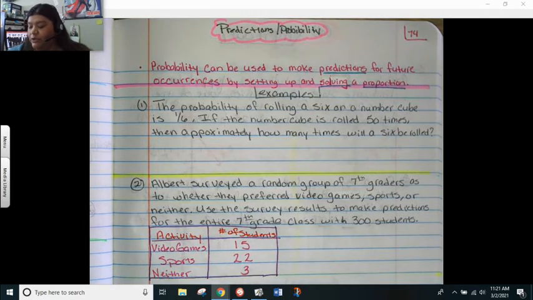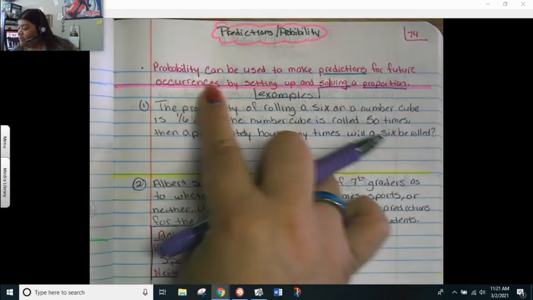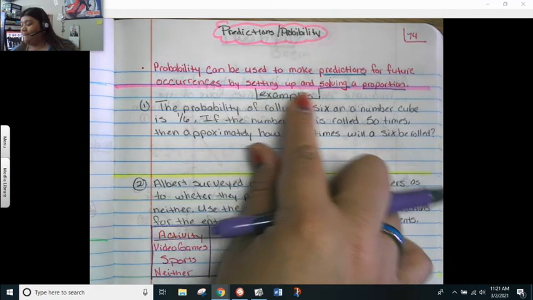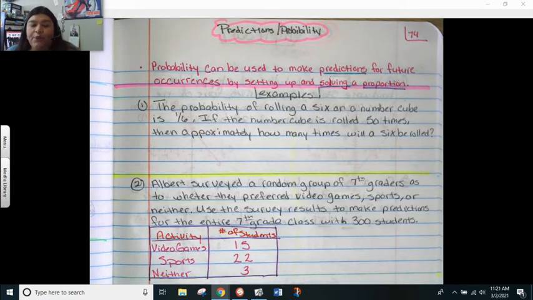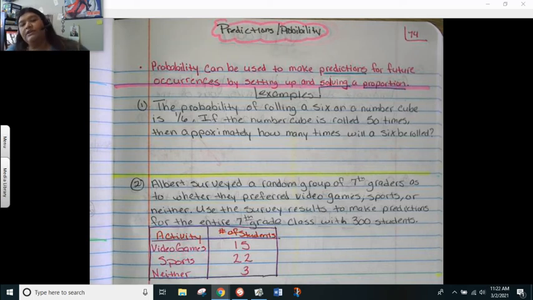All right, so we are going to be doing predictions. You can actually use probability to make some predictions on what could happen in the future. Probability can be used to make predictions for future occurrences by setting up and solving a proportion. So the probability of you flipping a coin is 1 out of 2. You're taking that and setting it up with another ratio. In other words, I'm going to give you a brand new total. So now I want to know, what's the probability of you getting heads if you flip the coin 100 times? You use a proportion to set up and then cross multiply and divide.